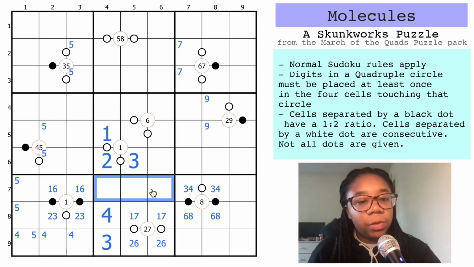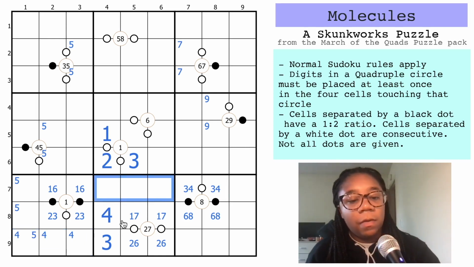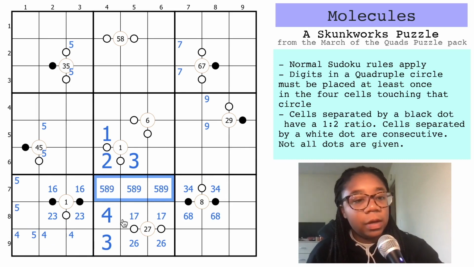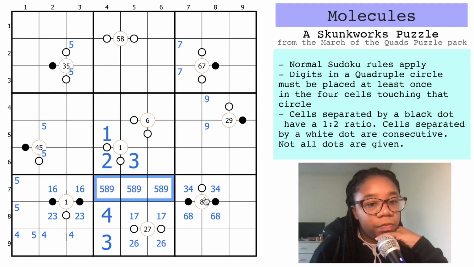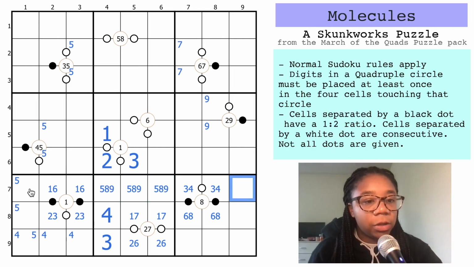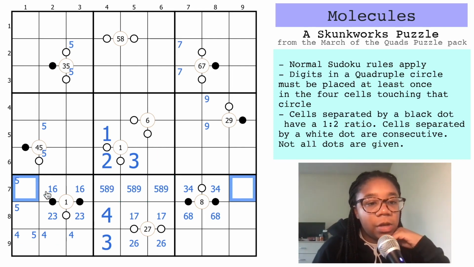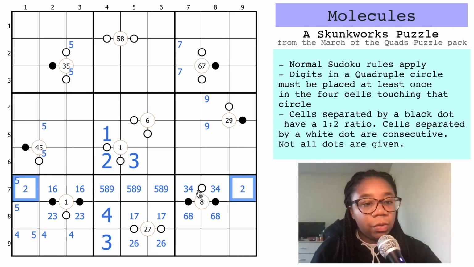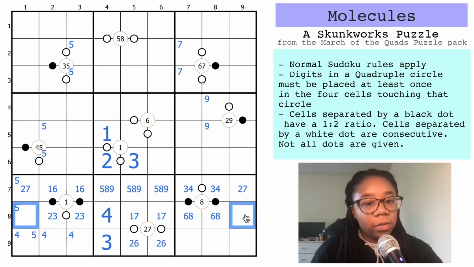Let's see, this triple is going to be 1, 2, 3, 4, 5, 8, 9. Okay. And that means that I've got a pair actually out wide here. So that's 2, 3, 4, 5, 6, 7. And here it'll be 5, 9.